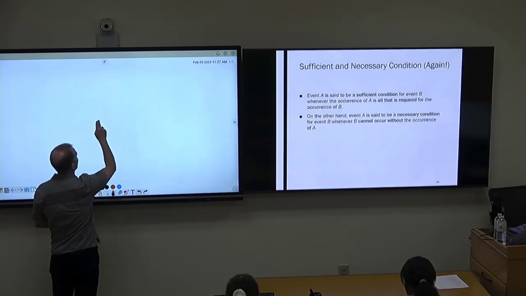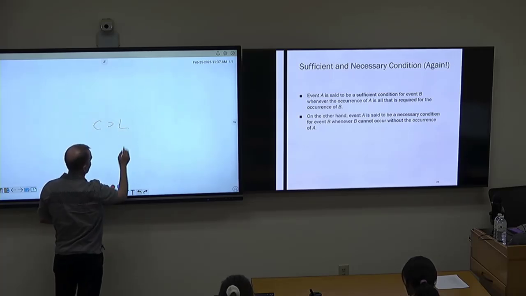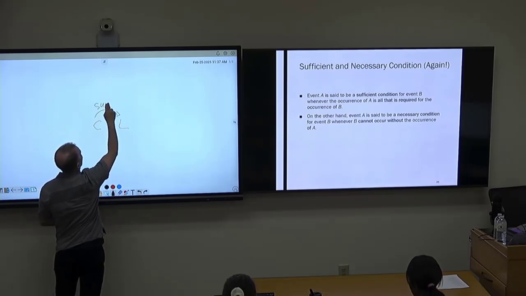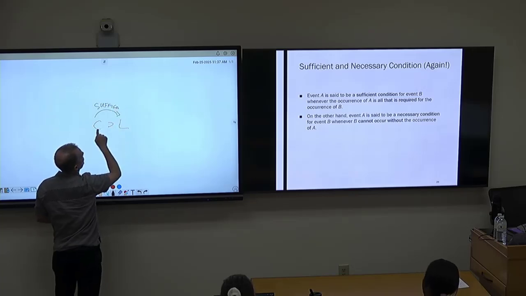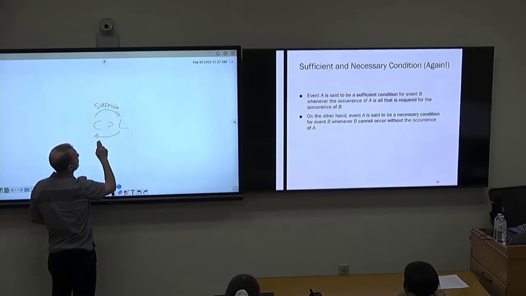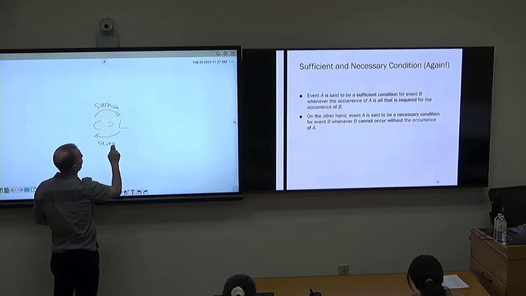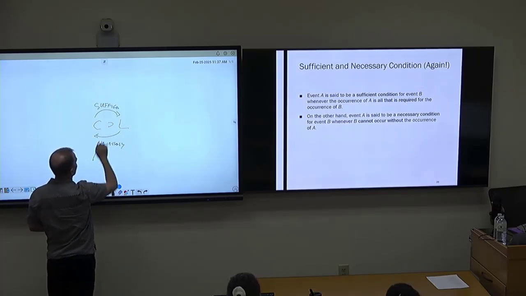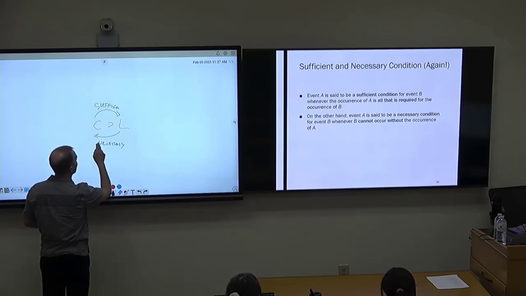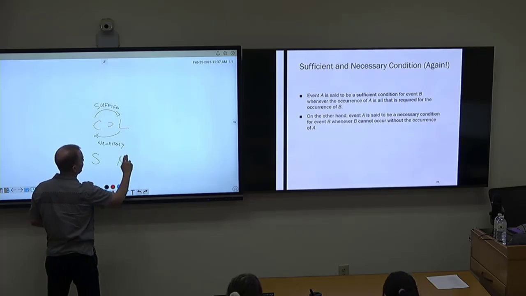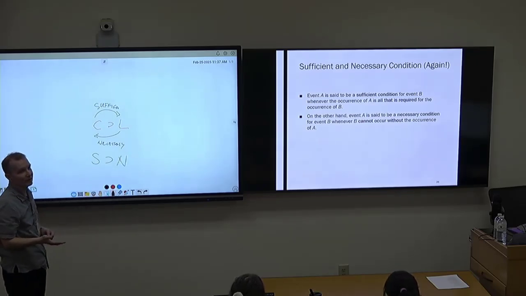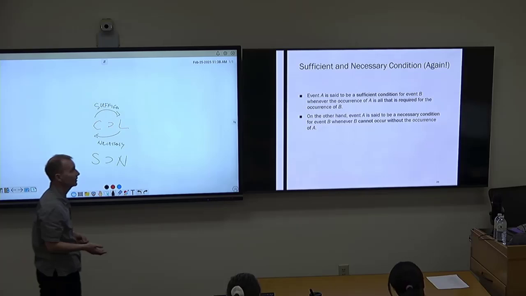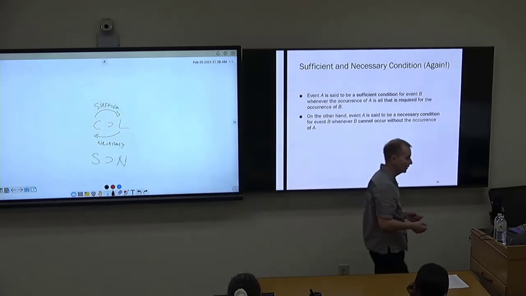So let's say this is your conditional statement. This part would be a sufficient condition for this. The antecedent is sufficient for the consequent, and the consequent is necessary for your antecedent. So we can replace this one with S, sufficient, and this one with N, necessary. Now you will also have an easier way to remember that. In case you're wondering what's my sufficient condition and what's my necessary condition, you can use this simple trick.